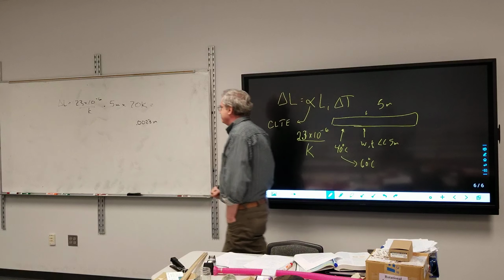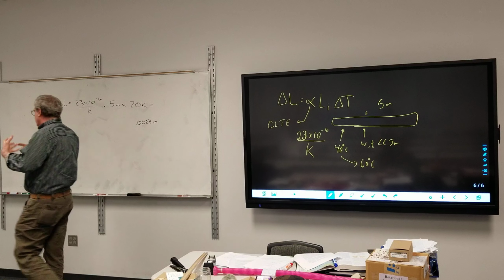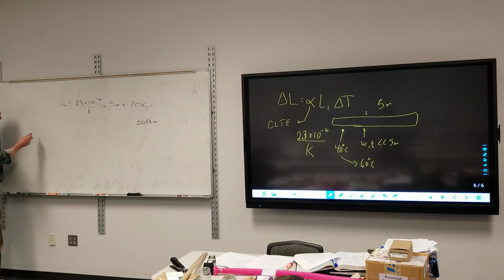All right, but in reality, we know this thing is going to expand in 3 dimensions. So let's say I've got a block here of just length, width, and we'll make that height and make that width. What does K represent here?